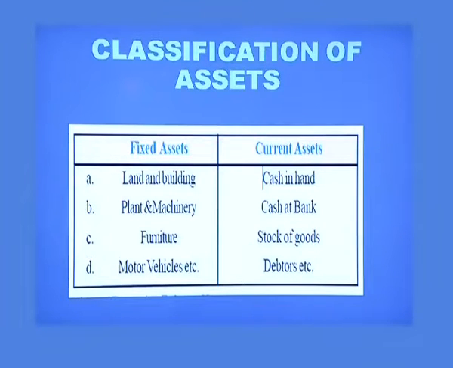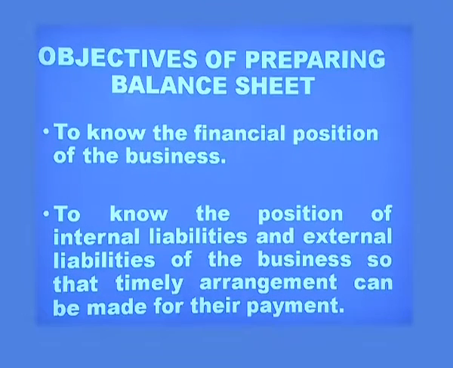We can classify assets also into two, fixed assets and current assets. Under fixed assets, we can include land, building, plant, machinery, furniture, motor vehicle, etc. Under current assets, you can include cash in hand, cash at bank, stock, debtors, etc. And what can be the objectives of preparing a balance sheet?